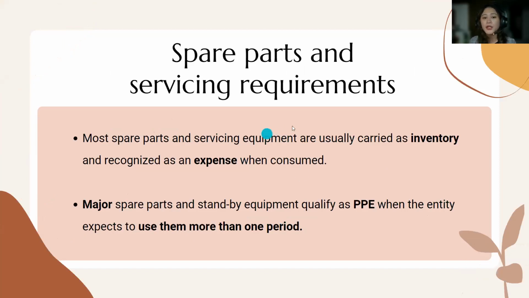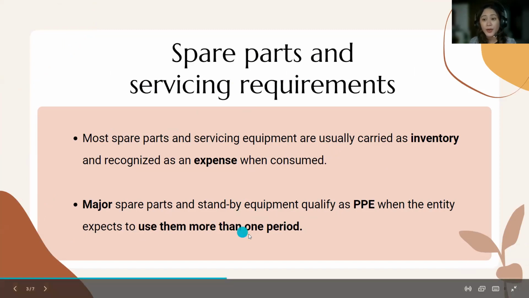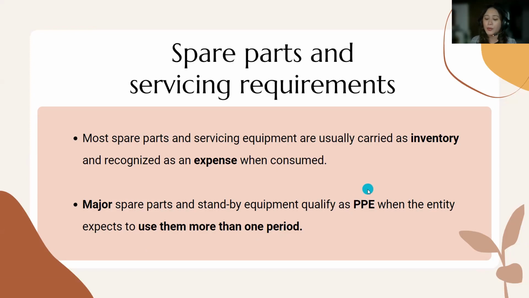Okay. So other items we need to consider for PPE are spare parts and servicing requirements. Ito yung mga usual na binibili din natin together with our PPE. So mga spare parts, usually carried as inventory. So inventory natin siya usually ini-record, and kapag nagamit na siya, ine-expense. Pero ang mga major na spare parts are qualified as PPE. So pag major yung spare parts niya and ine-expect niyang more than 1 year siya gagamitin, it should be qualified as property, plant, and equipment.